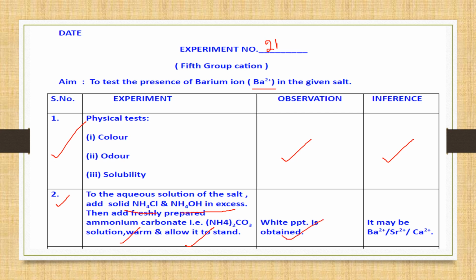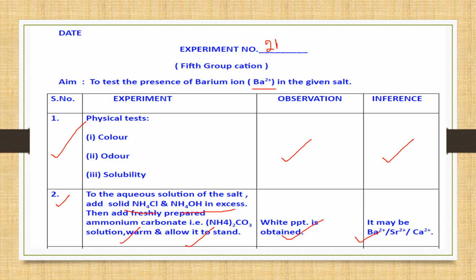That's why I have written it like this. It may be barium, strontium or calcium. Because after this, group 5 and 6, we are going to start with unknown salt. So there we would be writing like this. We will not be writing the individual ion there. We'll write everything which is possible. So the group 5 members, they all gave white precipitate in the preliminary test. So we'll write it may be barium, strontium or calcium.